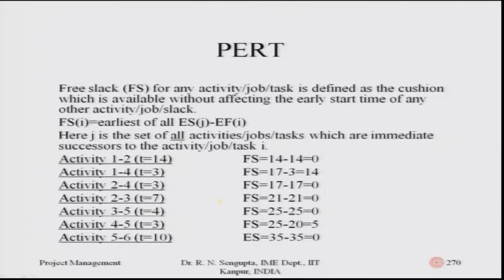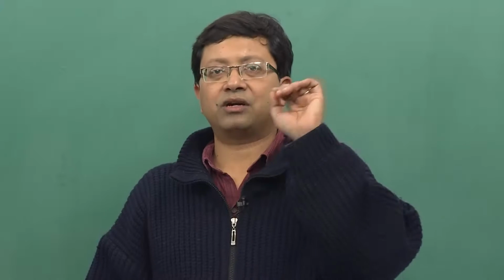Similarly, if I go to activity 1, 4, the early start for all the set of jobs which are after 1 and 4 is 17, minus 3, which is the early finish of the ith job, so the free slack is 14. Similarly, I find the free slack of 2, 4 is 0, 2, 3 is 0, 3, 5 is 0, 4, 5 is 5, and activity 5, 6 is 0. So, total slacks and free slacks are calculated, and we have found all the critical paths also.